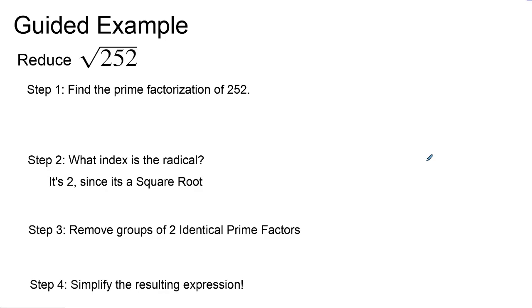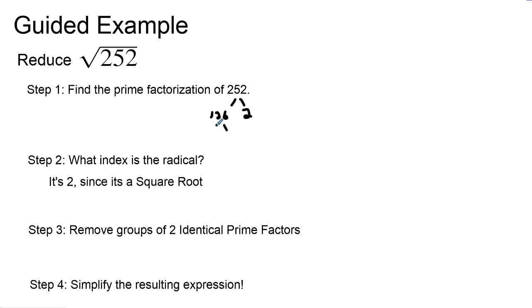So square root of 252. What I'm going to do is find the prime factorization of 252. So I am going to take 252 and divide it by 2 because 2 is a prime number. All right? We are looking for numbers that are not prime. We're going to continue to factor those, but if we do get prime numbers, we're going to leave them alone. So 252 divided by 2 gives me 126. I know that 126 is not prime, so I'm going to try dividing that by 2 again.